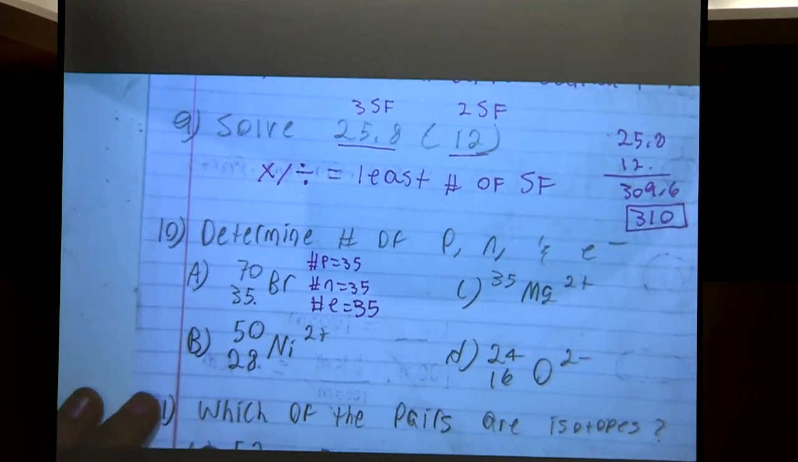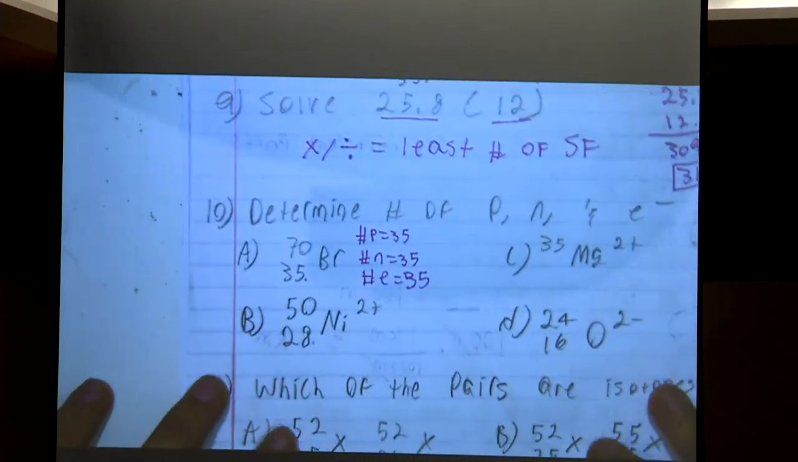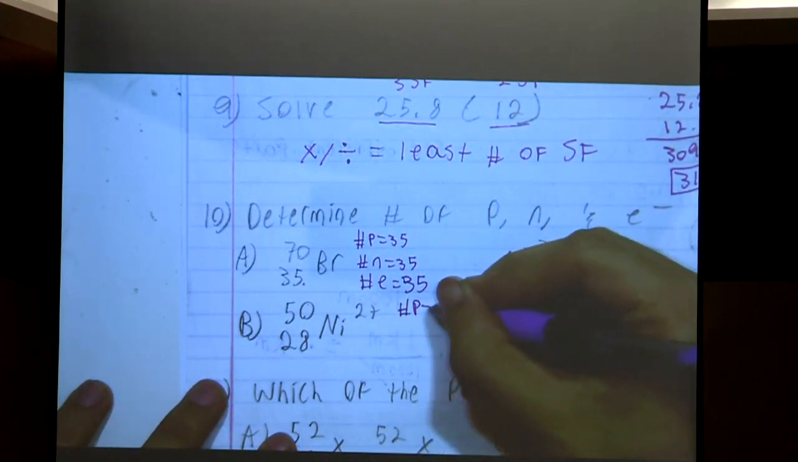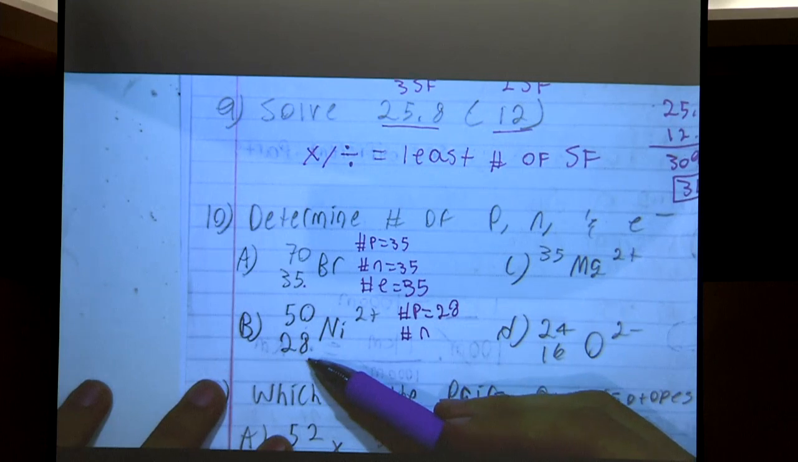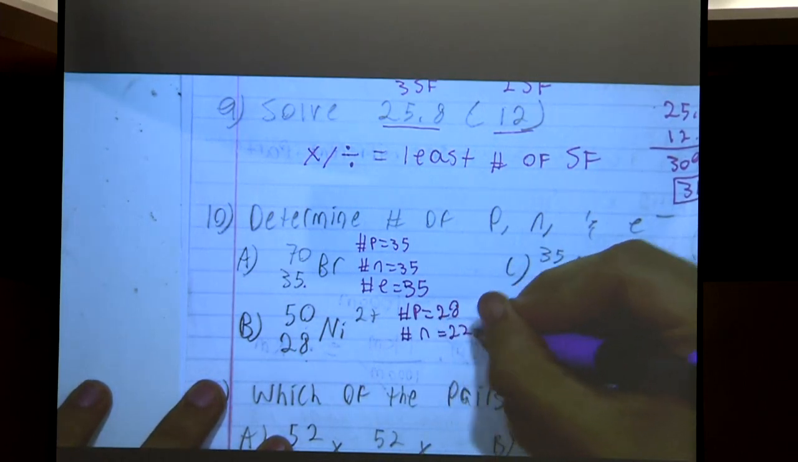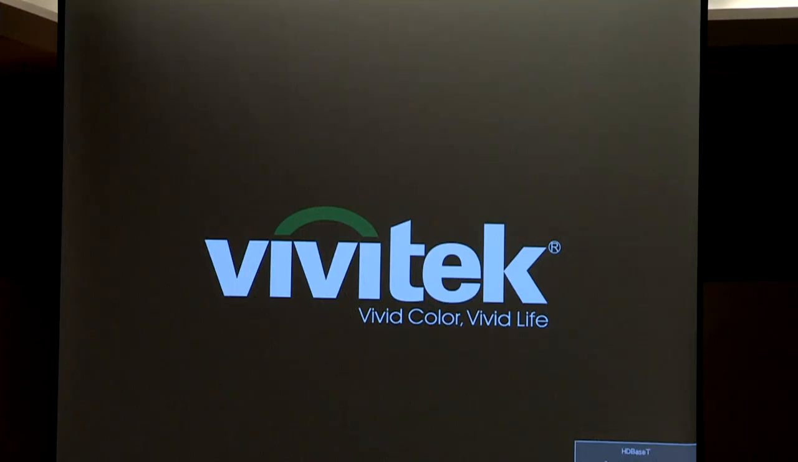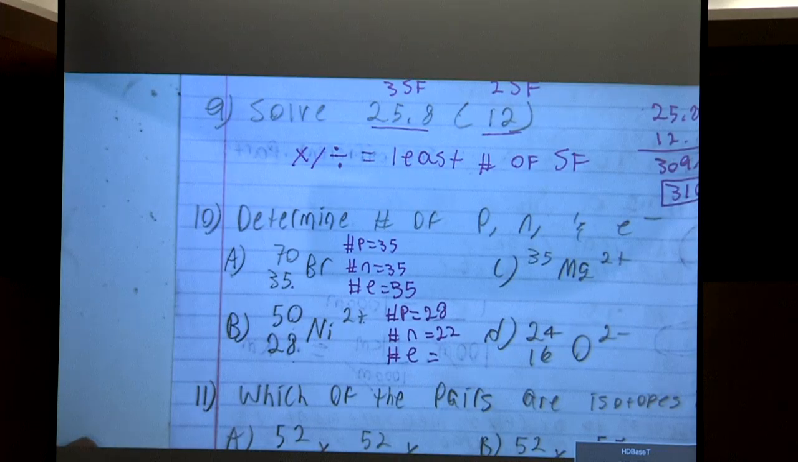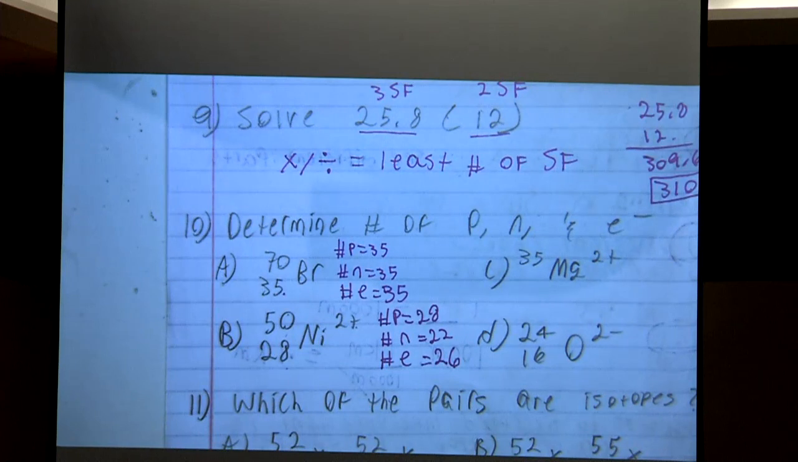Okay. So moving on to part B, we've got nickel 2+. So the number of protons, again, is just the bottom number. So that's 28. The number of neutrons is this top number minus the bottom number, which is 32. And for electrons, we see that nickel has a positive charge, which means it must have more protons than electrons, and specifically 2 more protons than electrons. So if our number of protons is 28, our number of electrons is 26. Any questions on that? Remember that positive charge means you have more protons.